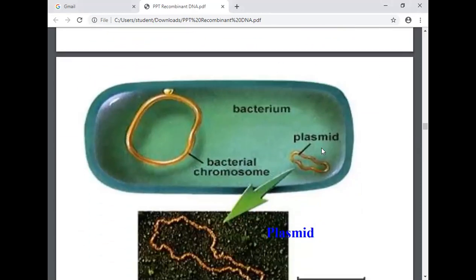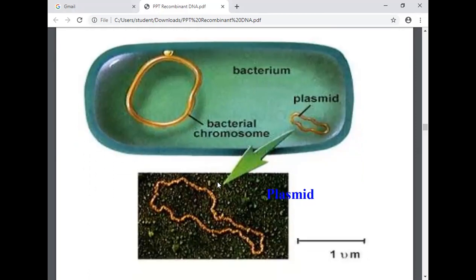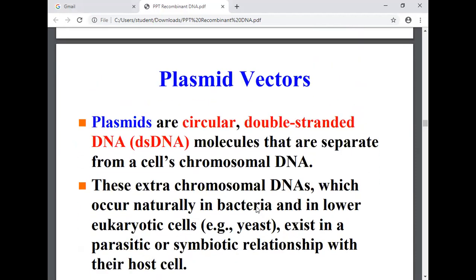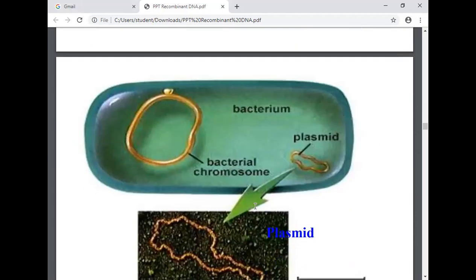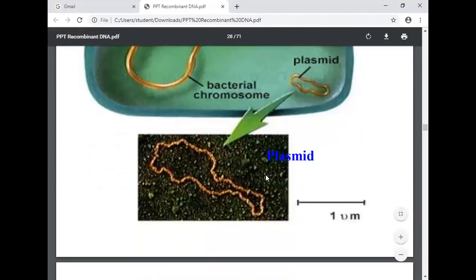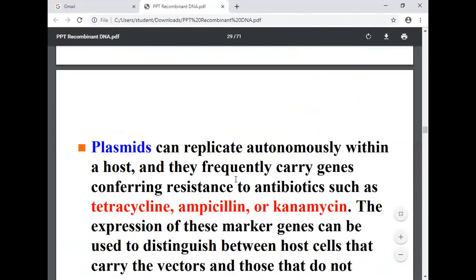Here is a bacterium. This is plasmid. You can see bacterial chromosomes and the plasmid. This is the structure of the plasmid as we discussed here. These are circular double-stranded DNA. So this golden circular DNA you can see at the right corner, this is actually the plasmids.